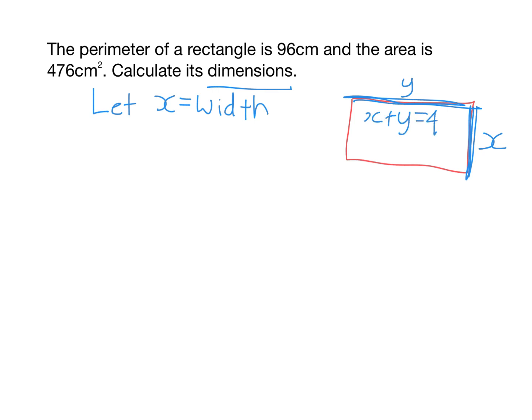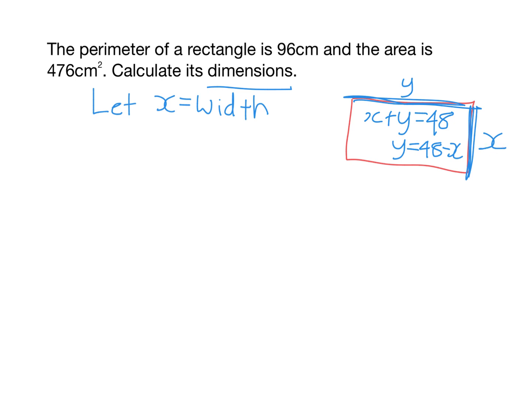So, of course, that means that y, the length, is 48 minus x. Now we need to do this step because we don't want a quadratic equation that has y's and x's. We don't know how to solve them. We need a quadratic equation that only has one variable.